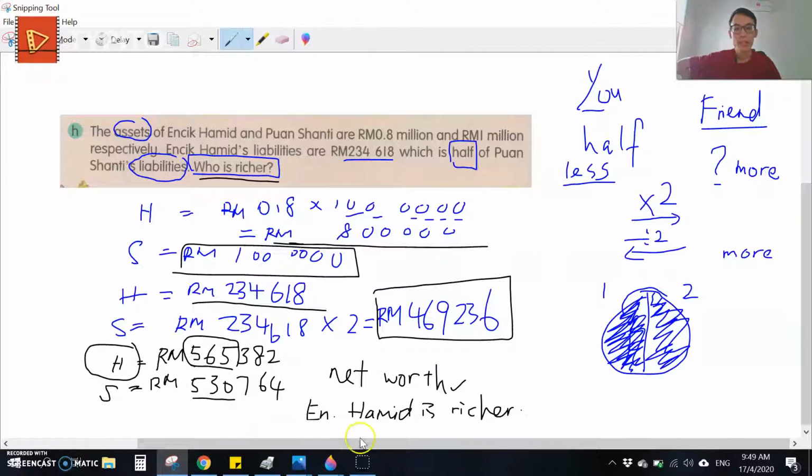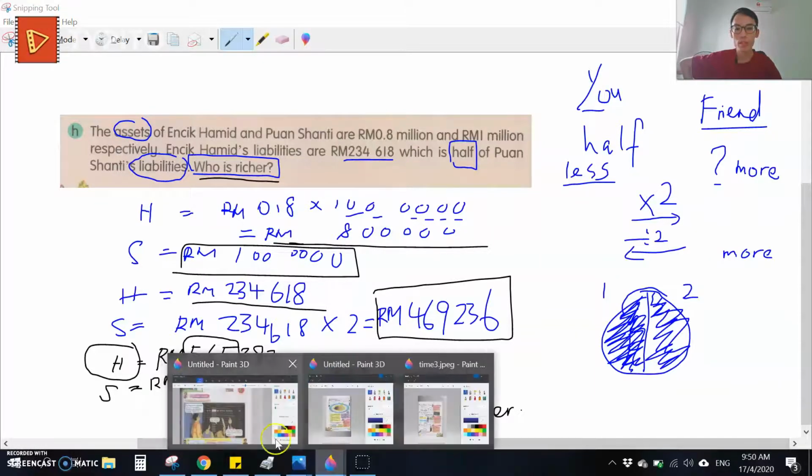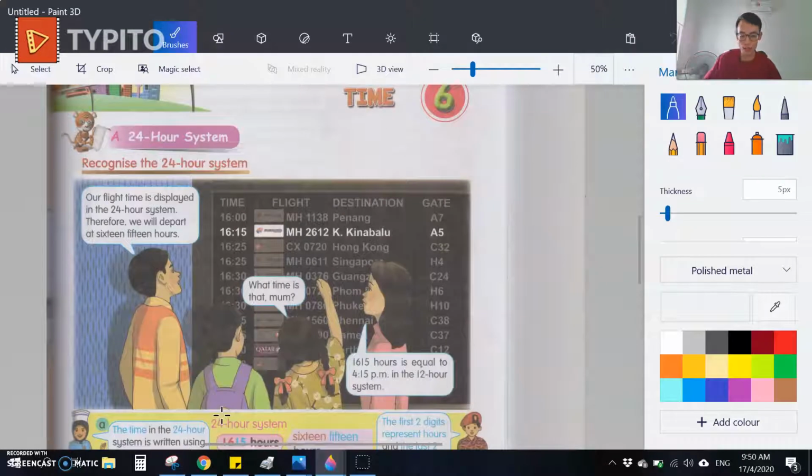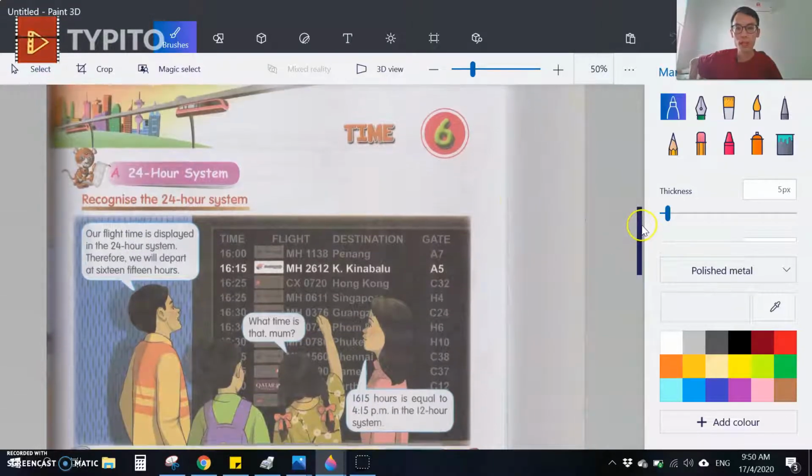Okay? Alright. So that's all for the topic 5 money. Okay, now we'll move on to the new topic. Okay, if you look at your textbook, this is page 89. Okay, page 89, muka surat 89, okay, masa, okay, waktu, time, chapter 6. Okay, so, are you ready?